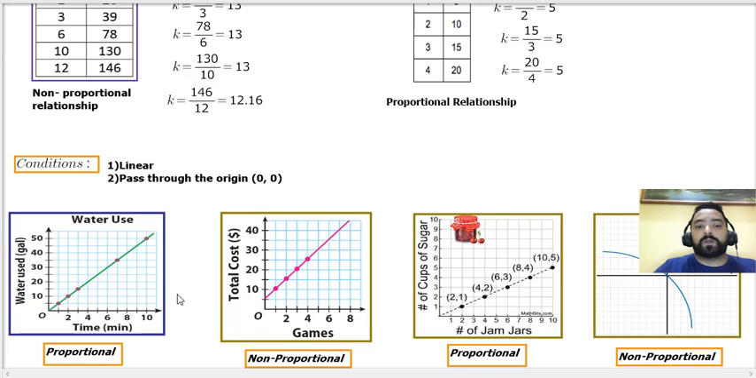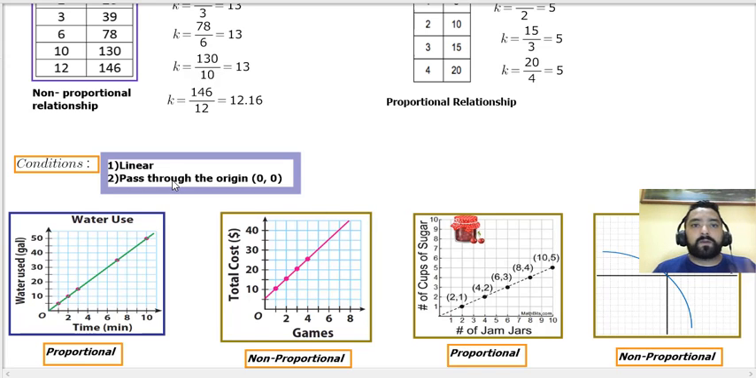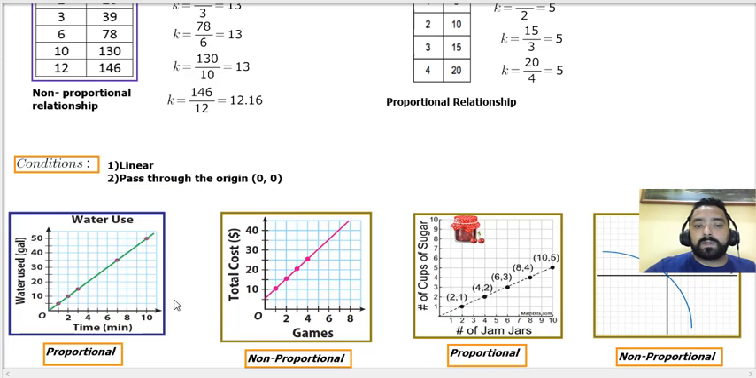In this one, as you can see, this is linear, so we have the first condition. But the second condition, that the line needs to pass through 0, we don't have it. So in this case, it's a non-proportional relationship.